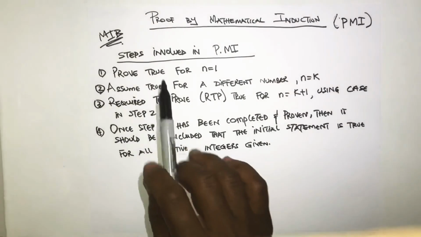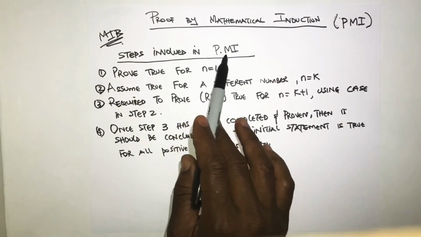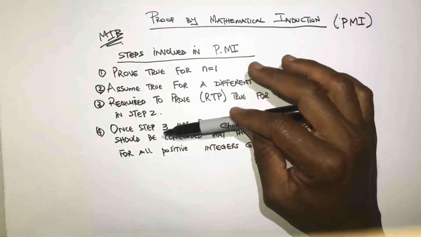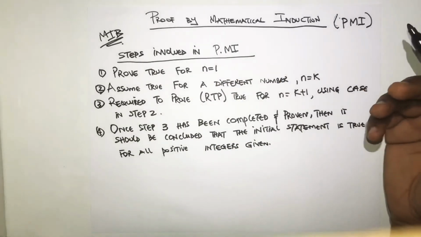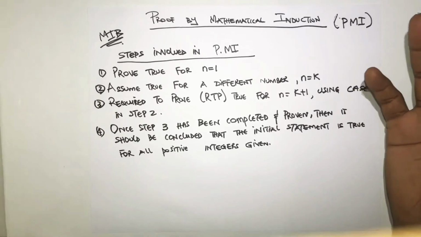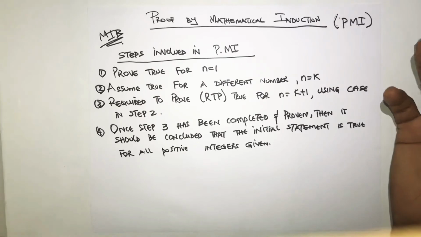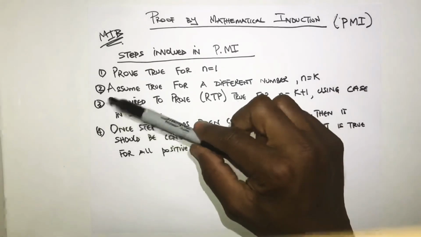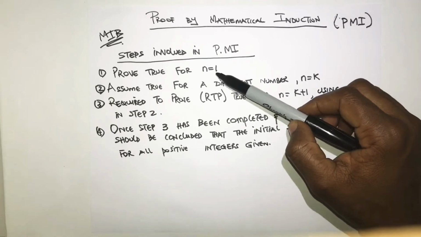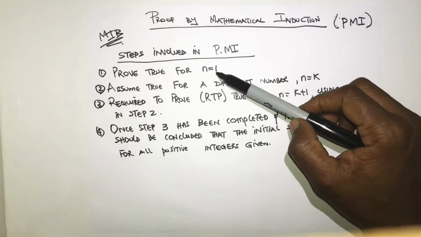Now let us look at the steps involved in proof by mathematical induction. There are 4 simple steps that I follow in doing proofs by mathematical induction. The first step is to prove true for n equals 1. So whatever the formula is, you ensure to prove it true for n equals 1 by putting n equal to 1 wherever n is, and proving it true, right?